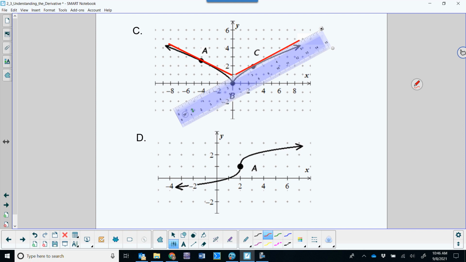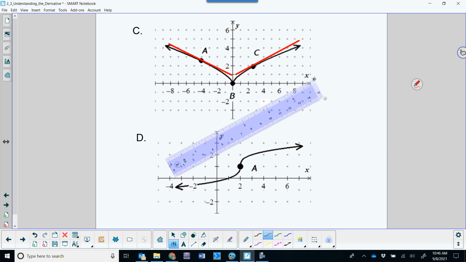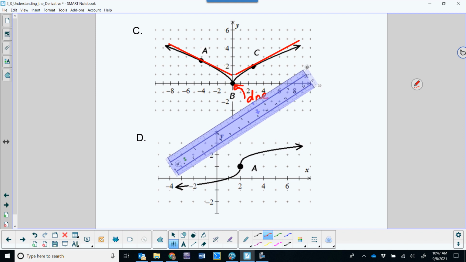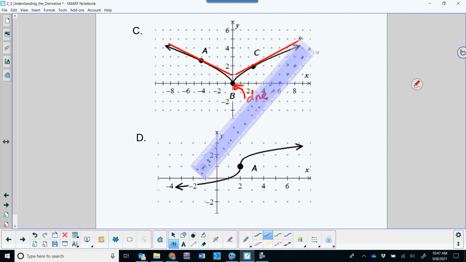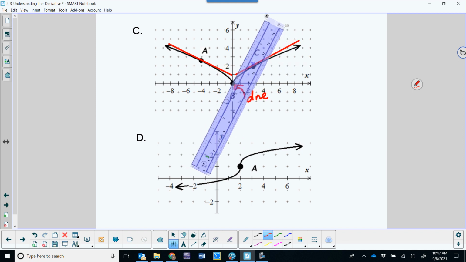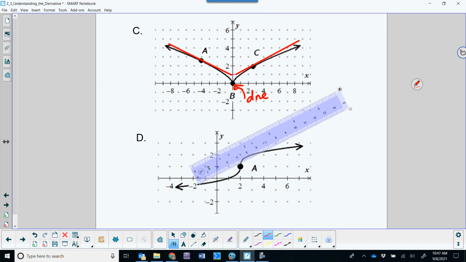And then again, if we were trying to do a tangent line at B, this again does not exist because there is no way for me to have a tangent line that's the same. And this one's even different in a different way. If I kept moving tangent lines closer and closer to that point, you can see that pretty soon my line would be straight up and down, which would have an undefined slope. And so we say that the derivative actually does not exist there.